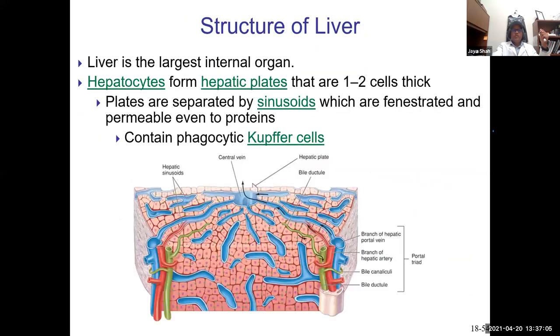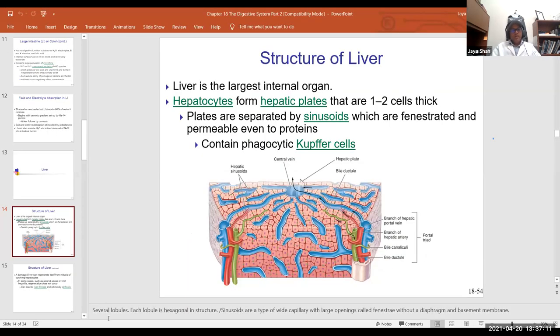So let's see the histology of the liver. The liver is made up of several lobules. If you take the liver, it has lobes, and inside the lobe you have small lobules. Each lobule is hexagonal in structure. They have six sides. Okay? In this diagram, we can see only two sides and two angles. So if we have a hexagonal structure, let's see what happens.